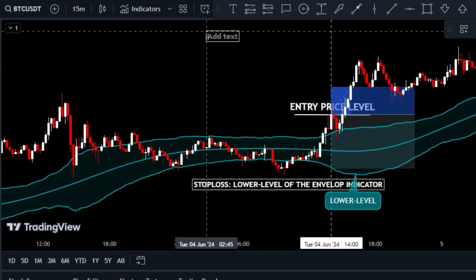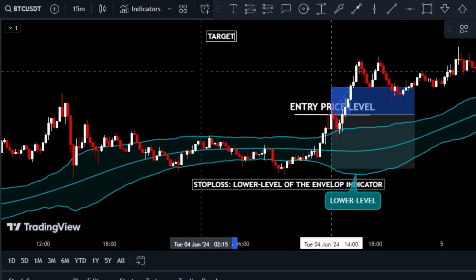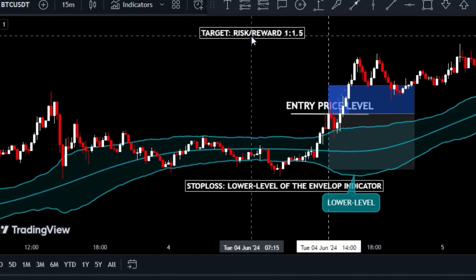And when it comes to setting your trade target, we recommend aiming for a risk to reward ratio of 1 to 1.5. This means that for every dollar you risk, you're aiming to make $1.5 in profit.